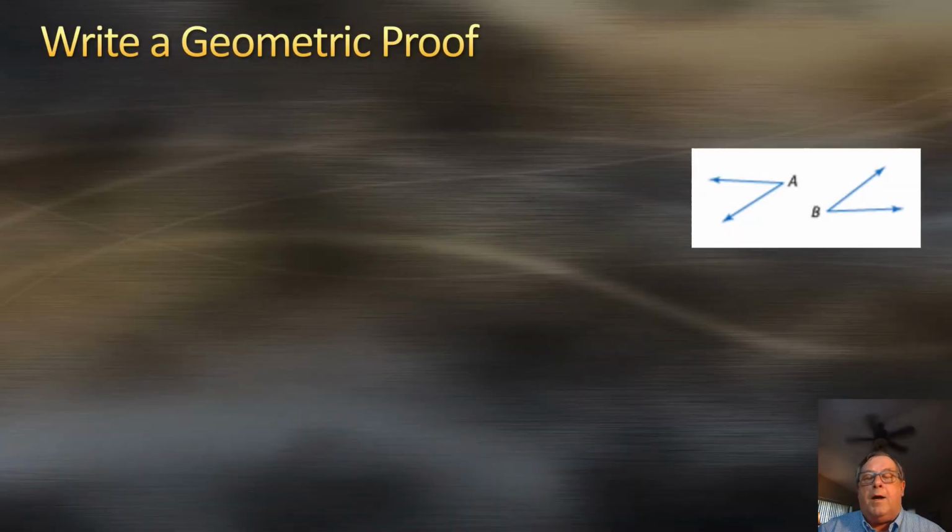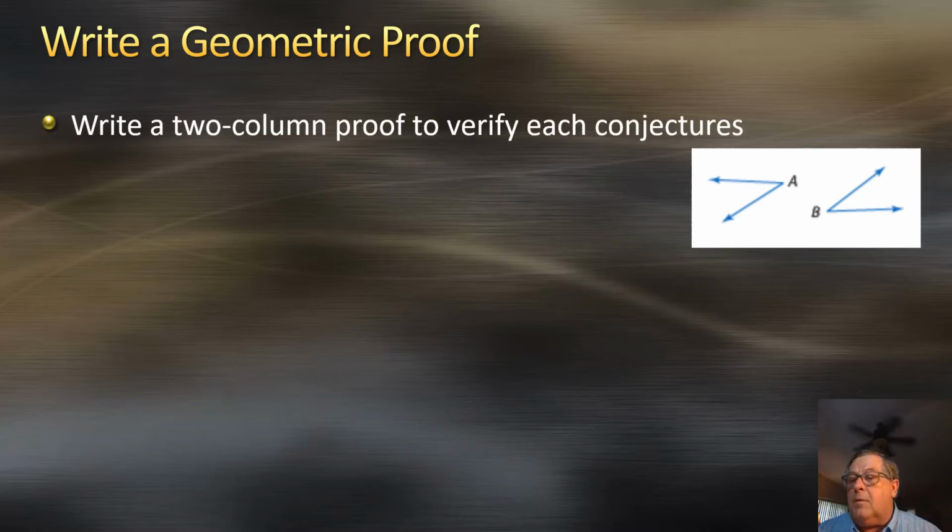Getting acquainted with writing proofs. We did an algebraic proof a few moments ago. Now we're going to do a couple of geometric proofs. And I'm going to use a modified two-column proof in that I'm going to have the statements and then I'm going to put the reasons in parentheses. But we're asked to write a two-column proof to verify conjectures.